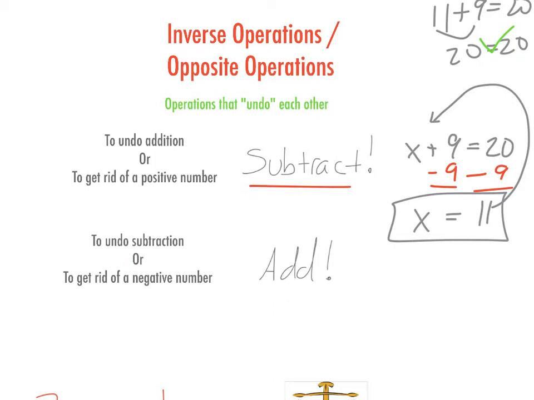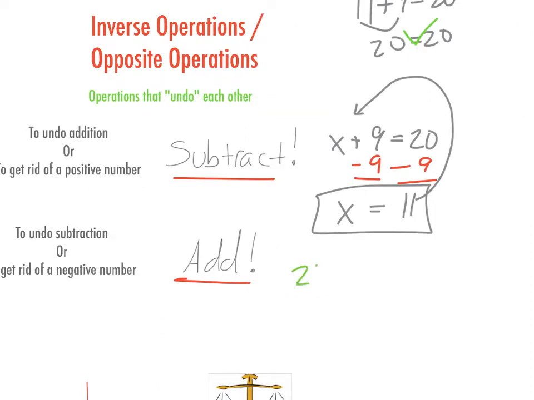To undo subtraction, or to get rid of a negative number, we do the opposite, or the inverse, of subtraction, which is add. So if you had 24 equals c minus 7, how do I get rid of a minus, a subtraction, or a negative number? You could see it either way. Do the opposite. Add 7 and add 7.